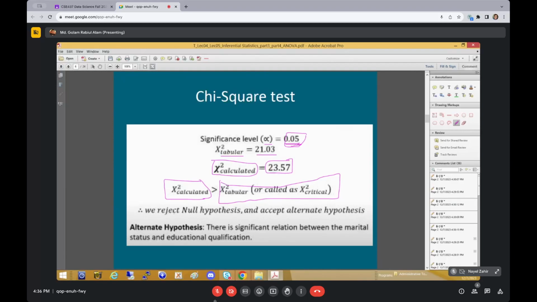Okay, so we can reject the null hypothesis. That means the chi-square statistic is greater than our tabular value, that is the chi-square tabular. So in that case, we can reject the null hypothesis, or accept the alternate hypothesis. That means there is a significant relation between marital status and educational qualification.